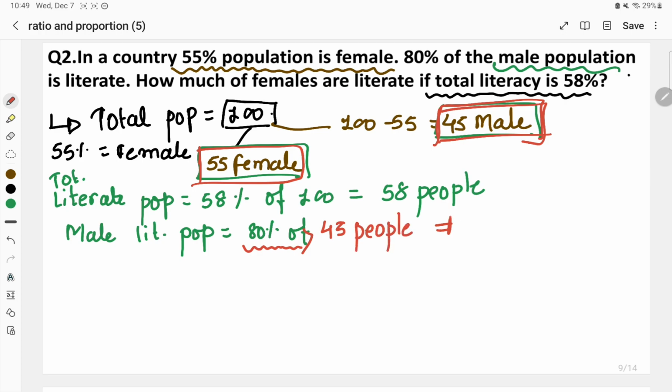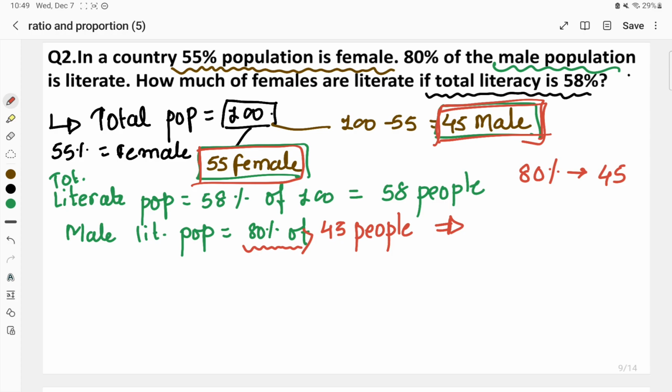Am I right? Yes, ma'am. So what will be 80% of the 45 people? That you have to comment now in the comment section. I have given you how to calculate the 80% of, for example, 45. We have to calculate 80% of 45. You can simply calculate it. If you are not able to do it, then watch the previous video and try to find it out.